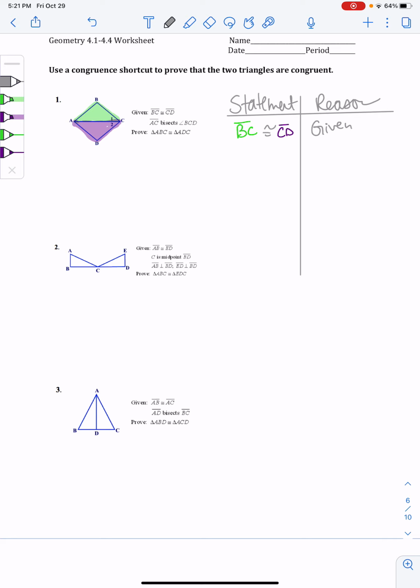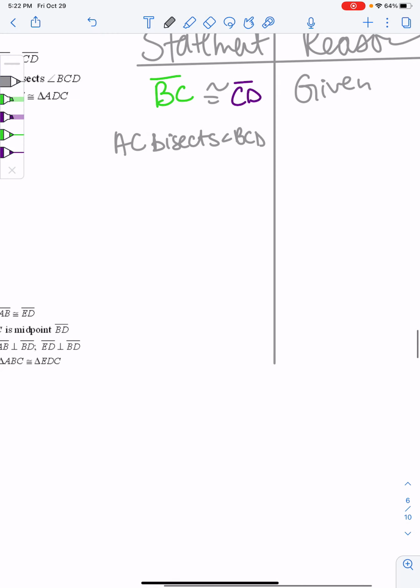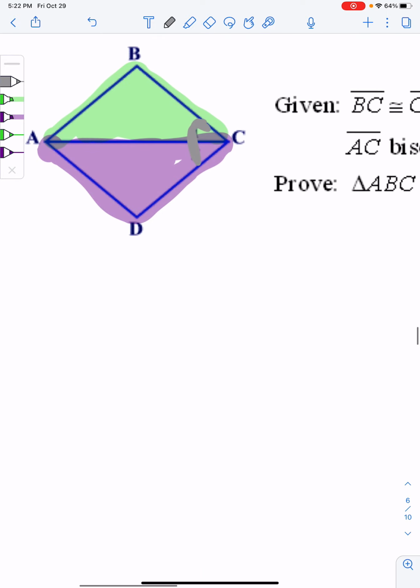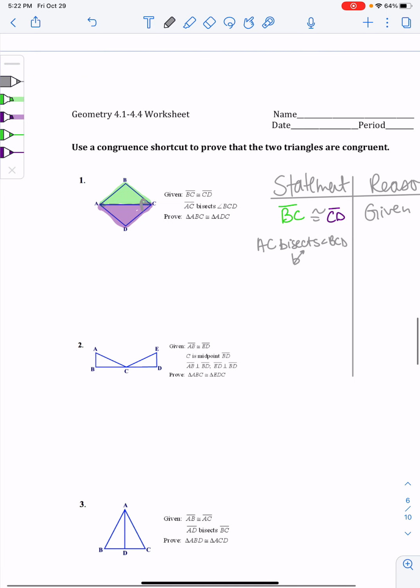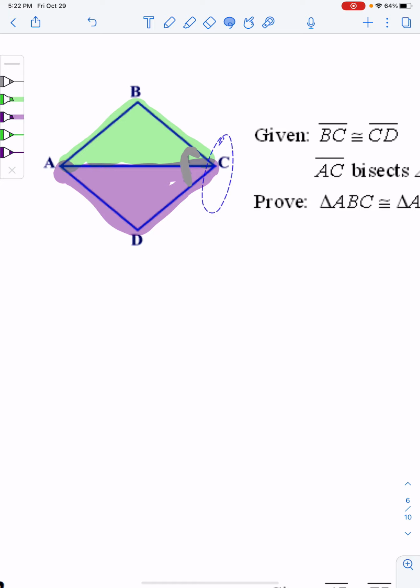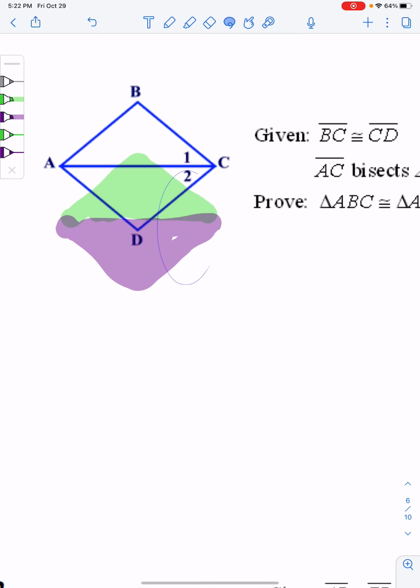They also told us that AC bisects angle BCD, which is this bigger one right here. So bisects just means cuts it in half. Some people made this symbol up for it. It's not a real math symbol, but I kind of liked it, so I thought I'd share it. It's just cutting angle BCD, which connects B to C to D, in half because of the word bisects.